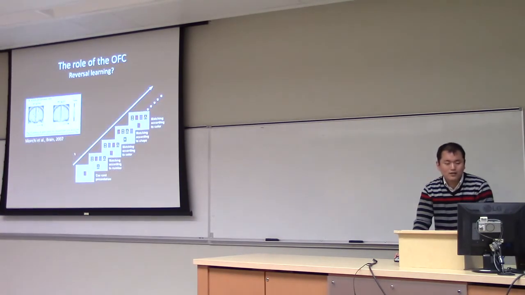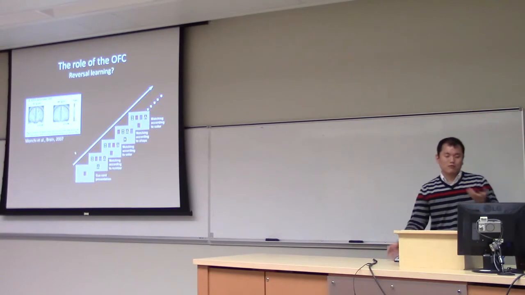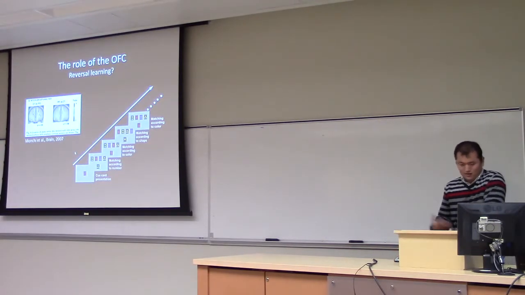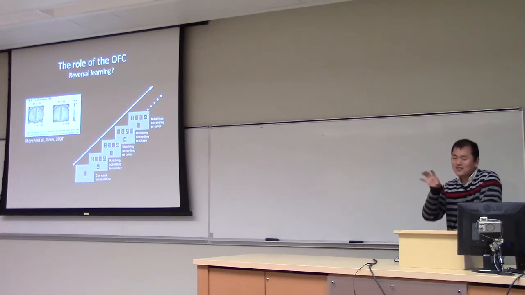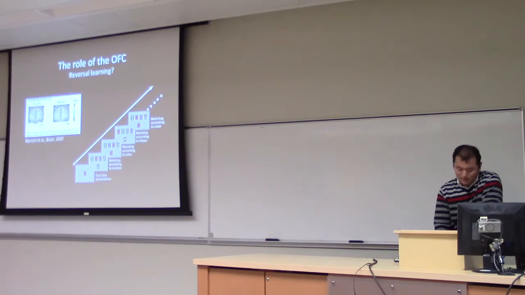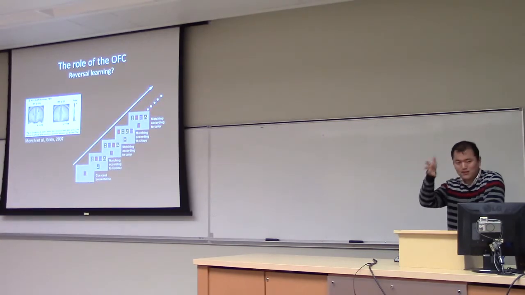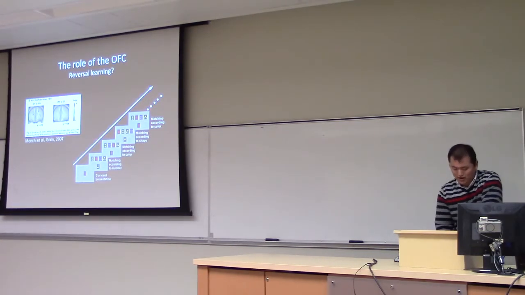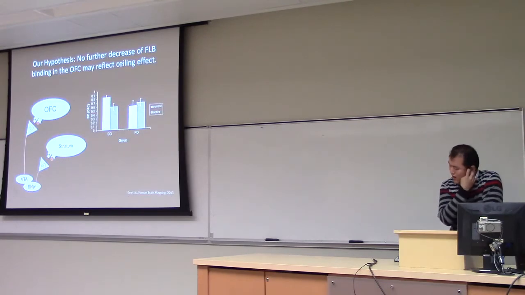So, the orbital frontal cortex is involved with the reversal learning, and our Montreal clustering task basically has this component as well. So it kind of makes sense that the orbitofrontal cortex is involved with this Montreal clustering task. And this is our hypothesis about what actually happened.